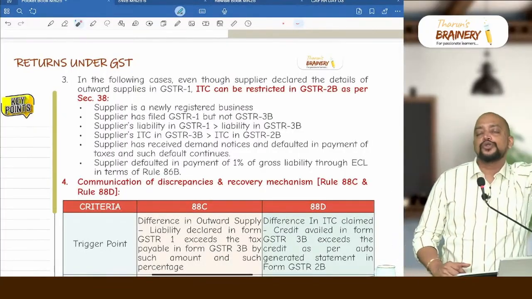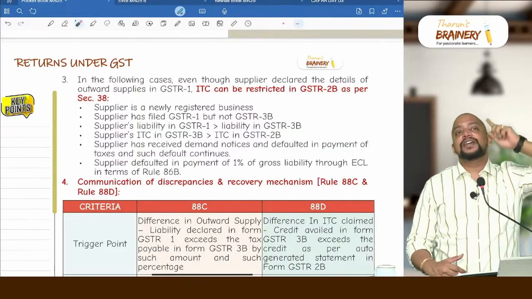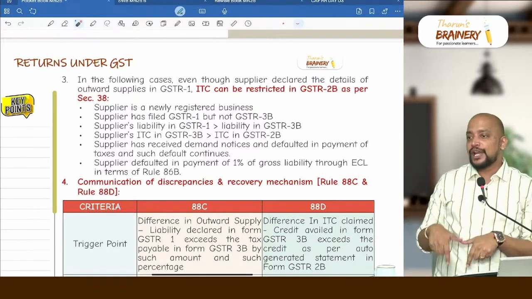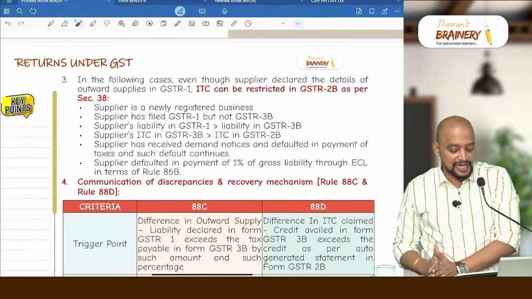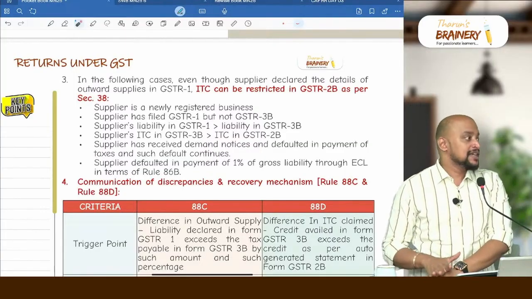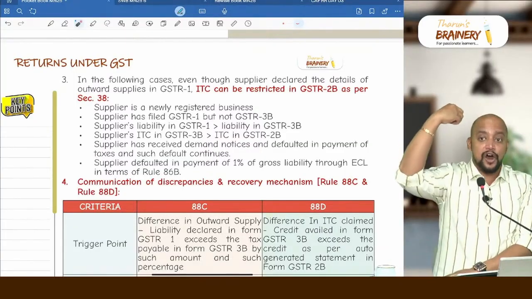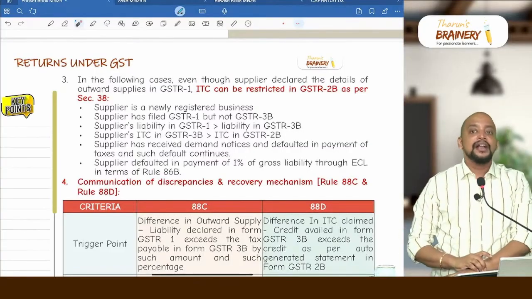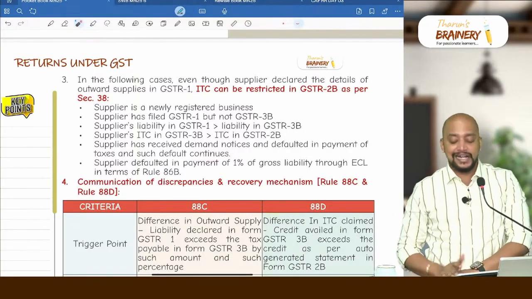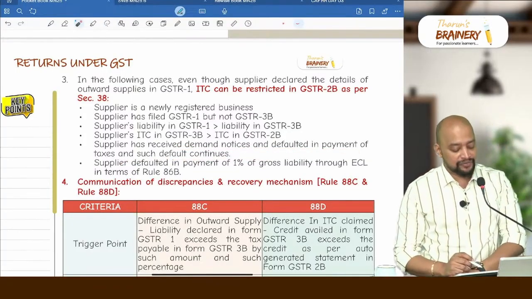And fourth point, the supplier has availed ITC in his 3B which is more than the ITC as per his 2B, meaning he has taken more ITC in 3B. Then when you are buying from such a person, even though he filed GSTR 1, you will not be able to take ITC because it comes in ITC not available. Then the supplier has defaulted in payment of taxes, meaning there is some demand and recovery, and some notices or order passed against that supplier. Even though he filed GSTR 1 for this month, we will not be able to take ITC because there are demand notices and he defaulted in payment of tax and the default continues.